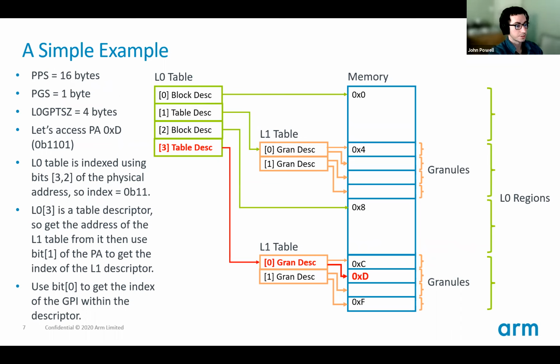We figure out which L0 entry we want to look at by looking at bits 3 and 2 of the physical address, which are 1, 1, so index 3, which you can see highlighted in red. We can see that that's a table descriptor, so we will now look at bit 1 of the physical address to figure out which granule descriptor within that table descriptor we want to use, which is 0. And then in this example, each granule descriptor contains 2 GPI values, so we look at the bottom bit for that, which is a 1. So that points us to the second entry in that L0 region.